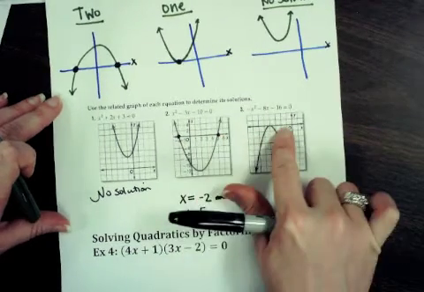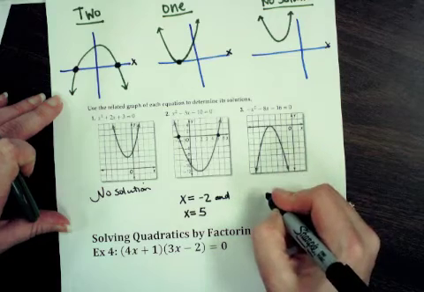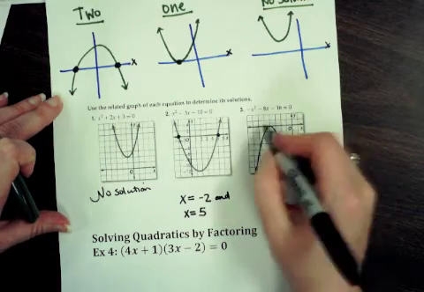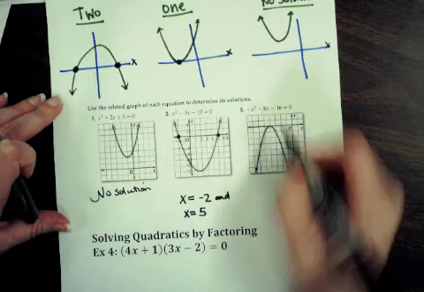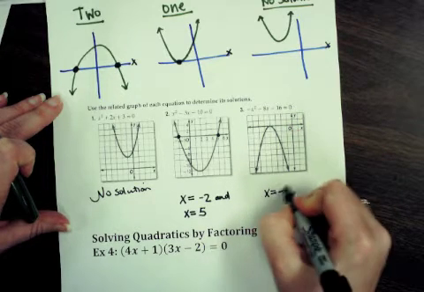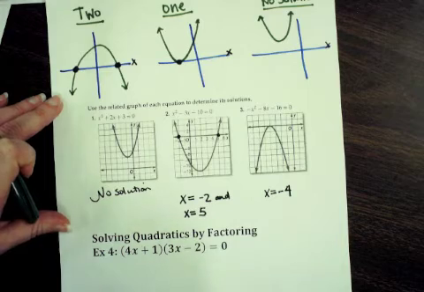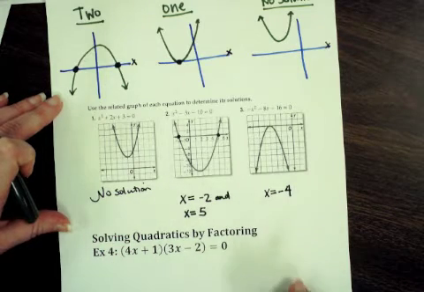So look at number 3. How many solutions are there? There's just one. And where is that located? 1, 2, 3, 4. So x equals -4. And those are my answers to graphing.